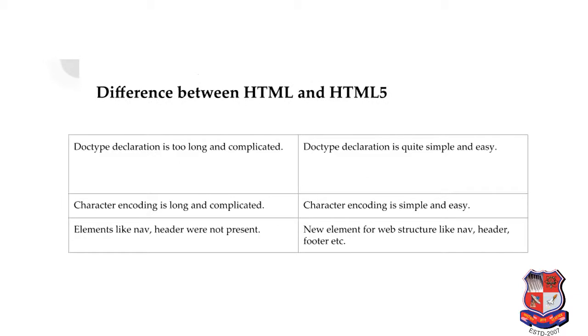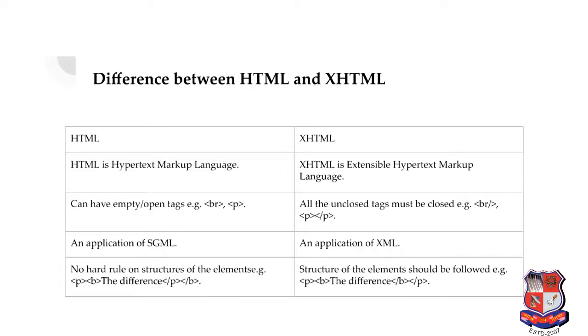In HTML, doctype declaration and character encoding are too long and complicated, while in HTML5, doctype declaration and character encoding is quite simple and easy. In HTML, elements like navigation header were not present, but in HTML5, new elements for web structure like navigation header, footers are present. Now, the difference between HTML and XHTML.